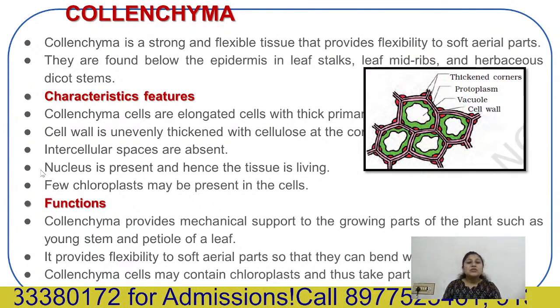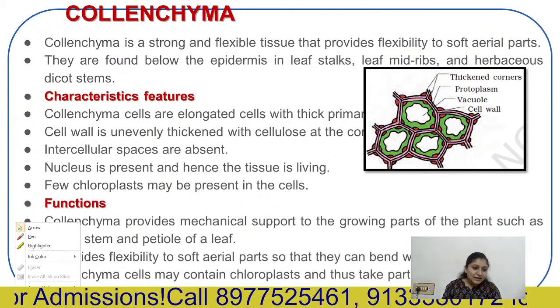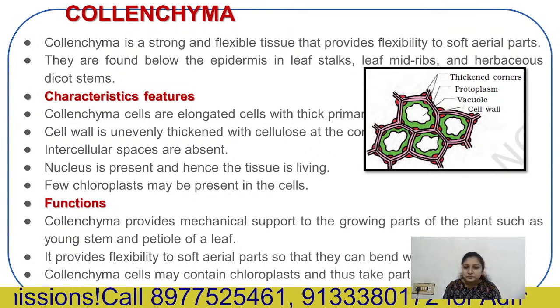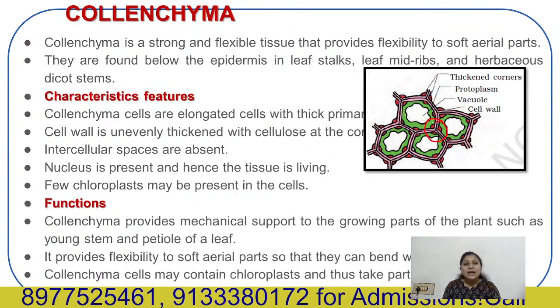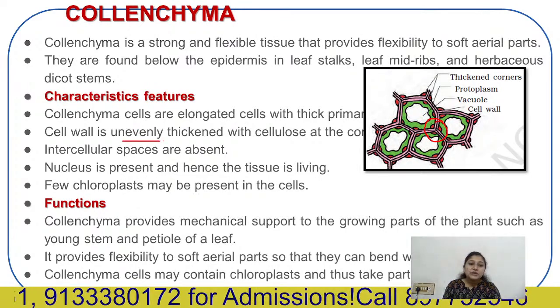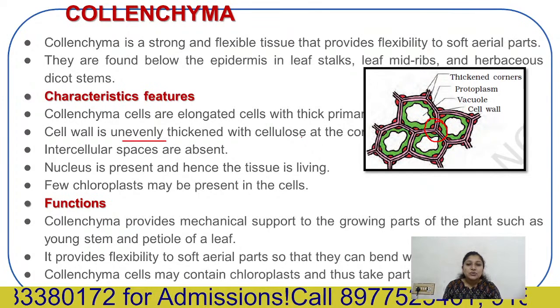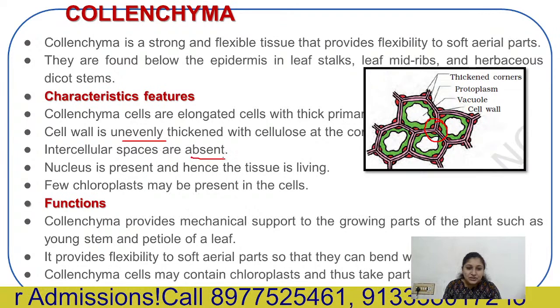and it is found below the epidermis in the leaf stalk. What are the characteristics of collenchyma? You can see this type of angular deposition, where the cell wall is unevenly thickened with cellulose, and intercellular spaces are absent here.